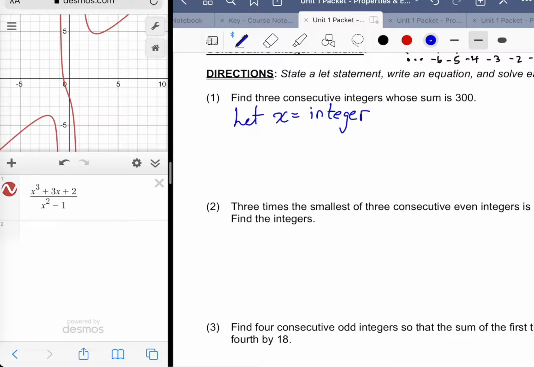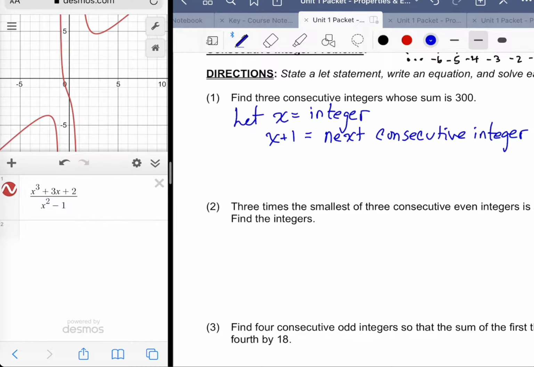The second integer, the first consecutive integer after that given one, would have to have a 1 unit displacement. So we would say x plus 1. And so you could say the next integer, the next consecutive integer, or the second integer. There's a bunch of things you could say, as long as you get the idea across.